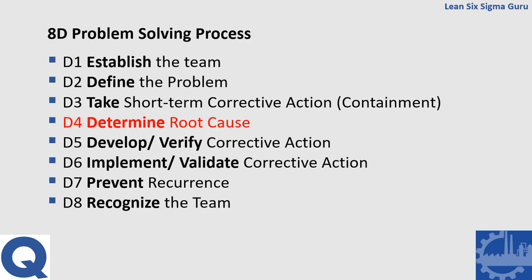So the 8D problem-solving process has 8 distinct steps or disciplines that must be followed in sequence in order to be effective. It is a proven and worldwide used tool for team-oriented problem solving. When we've accomplished D1, we've established our team. Then we go to D2 and define the problem. D3, we take short-term actions or containment. D4, we determine root cause, and that's a step that we'll focus on today.